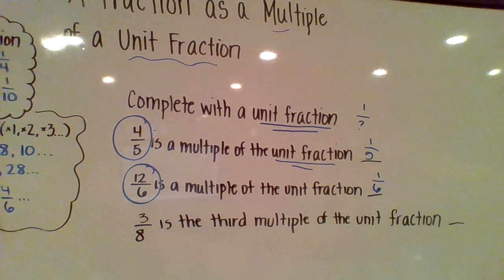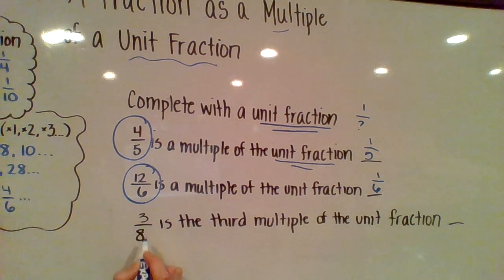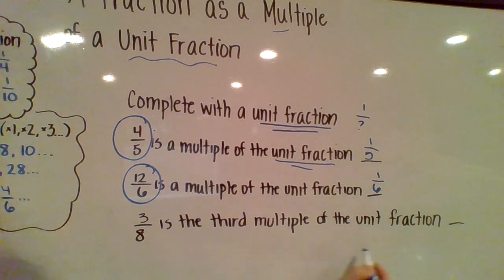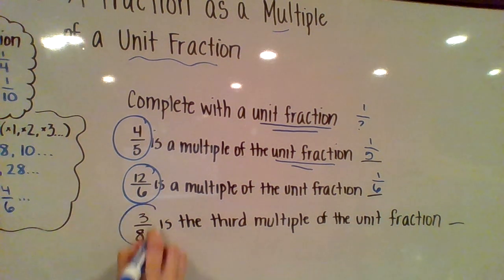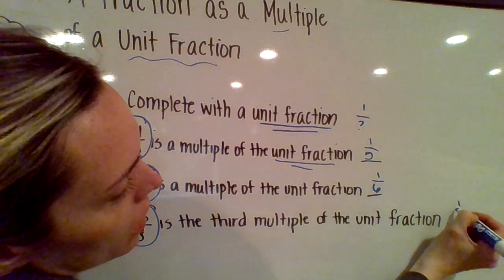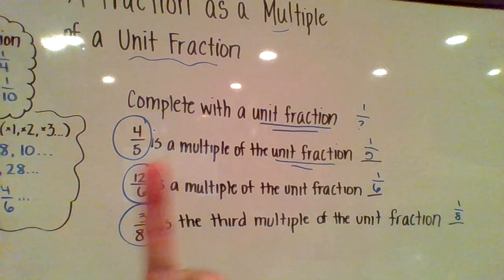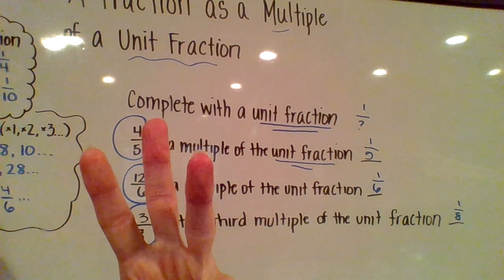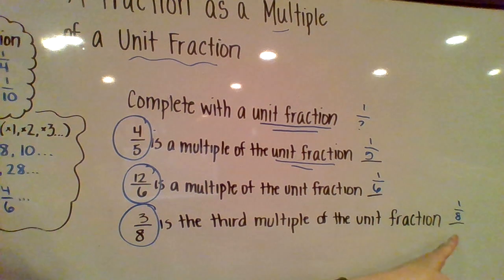Let's look at this last one. It says 3/8 is the third multiple. It gave us which multiple it is of the unit fraction what? What's the unit fraction of 3/8? Say it to yourself. And the unit fraction is 1/8. 1/8, 2/8, 3/8, the third multiple of 1/8.